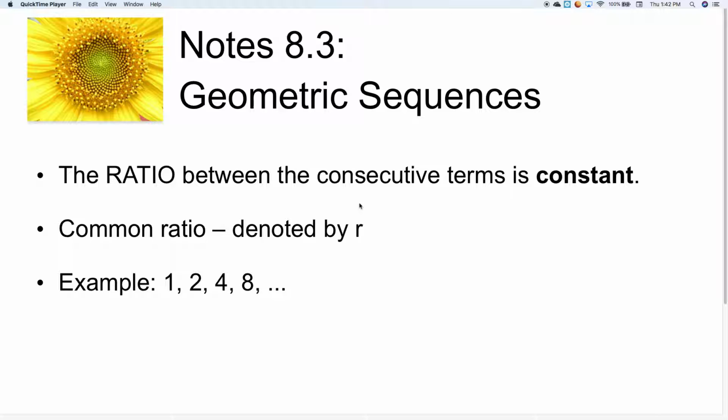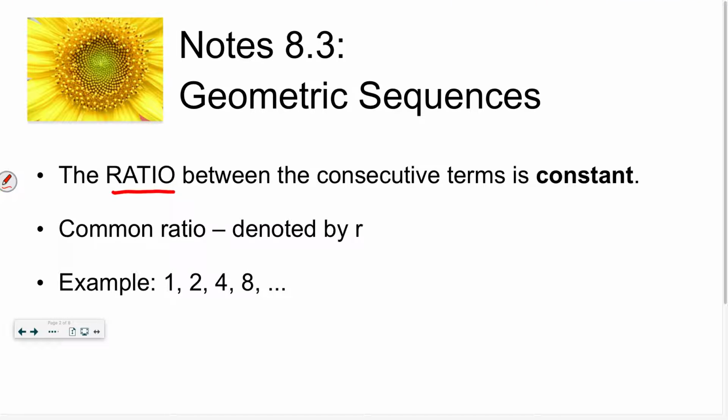A geometric sequence is a sequence where the ratio between your consecutive terms is constant. What does a ratio look like in math? A fraction. Okay, so it's like one term divided by another term. That ratio is always the same. Okay, so that means that we are multiplying or dividing by the same number every time.